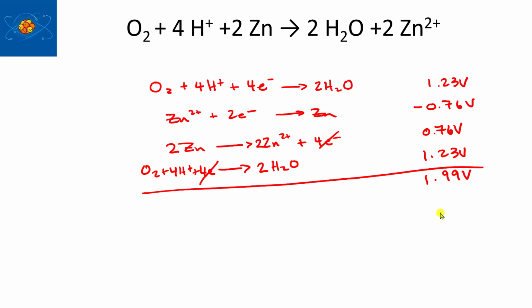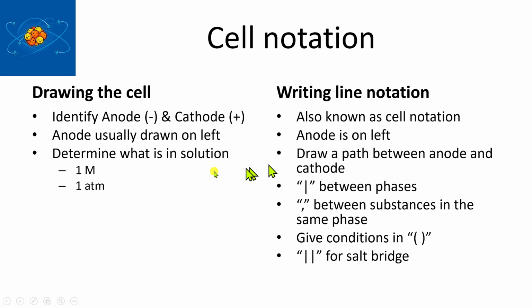Okay. So let's go back through real quick. So the cell notation is anode on the left. We essentially draw a path between the anode and the cathode. And then if we hit a phase boundary, we put a straight line. And if two things are in the same phase, we put a comma. And then if there's any special conditions, we'll note those. And then 2 slashes is actually for 2 phase boundaries and a salt bridge. So keep in mind, those are some of the things we'll be going over as we look at these different electrochemical cells.